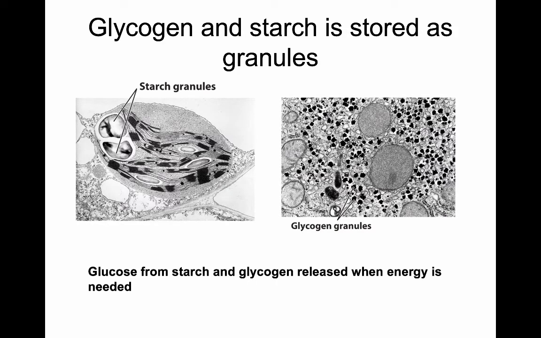And these are just different pictures of what glycogen and starch actually look like in plants as well as the human body. They're stored in dense granules. That glucose from the starch and glycogen is released when energy is needed.